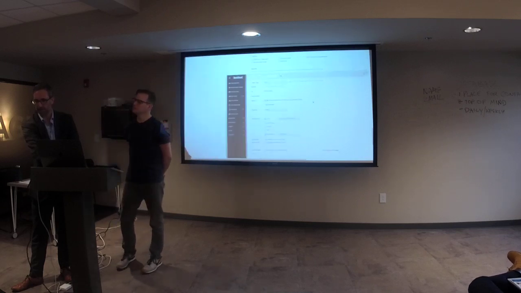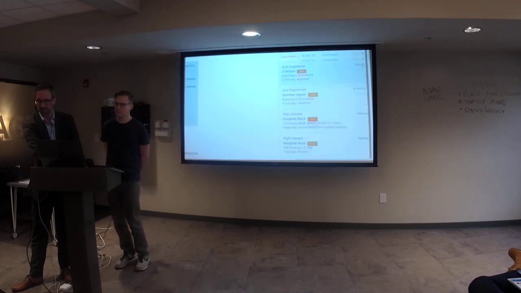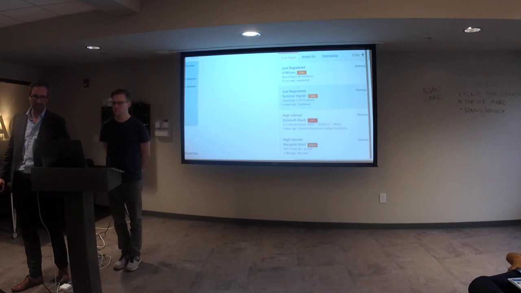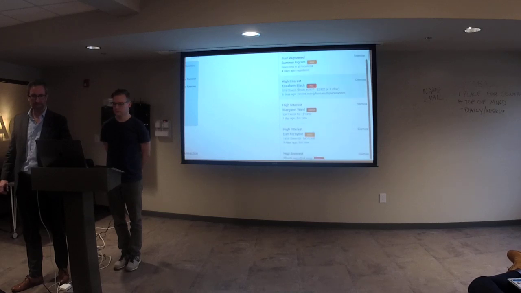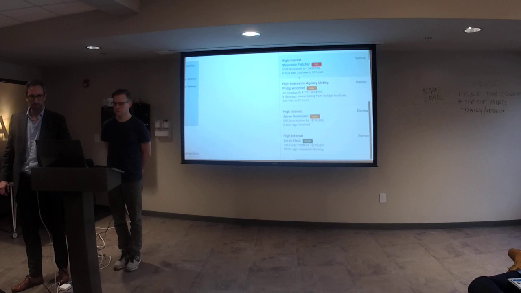And here's why. This is called the now wall, right up here. What this shows is people who came in off of a listing that we had. Elizabeth Black, it says she's viewed this listing from multiple locations. Margaret Ward, third view of a property.